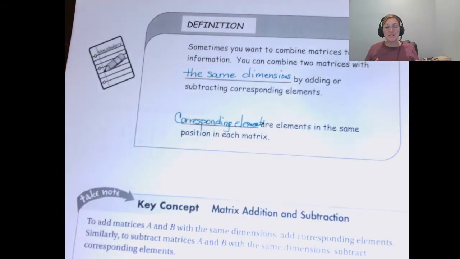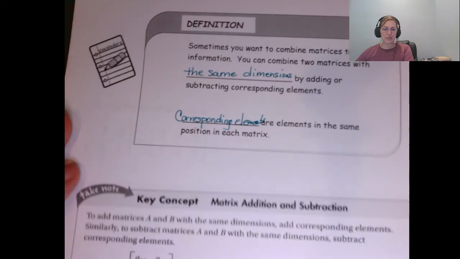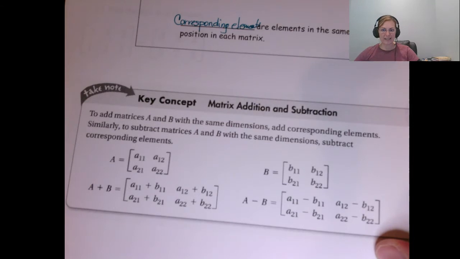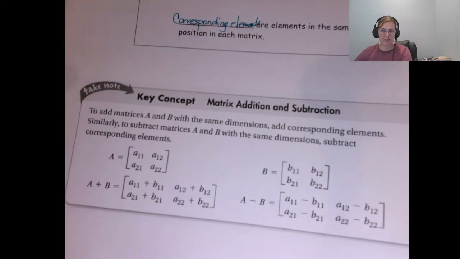Corresponding elements are simply elements that are in the same position. So if it's in row 2, third column, the same element in row 2, third column on the other matrix, those are called corresponding elements. I've got a good notes concept down here, but I want to flesh this out with an example. So keep that handy to look back at. But let's take a look at an example because I think it's going to make better sense to you.